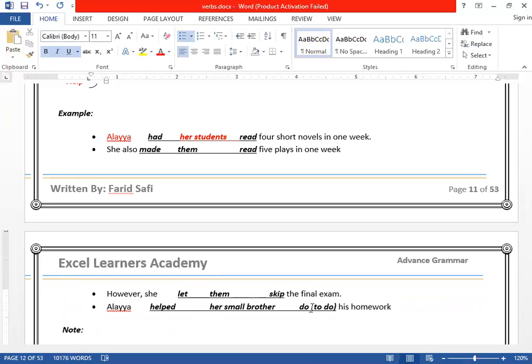So that was the lecture about causative verbs. Today we studied phrasal verbs and causative verbs. Next we will study the types of verbs, inshallah. So I hope you all got it.